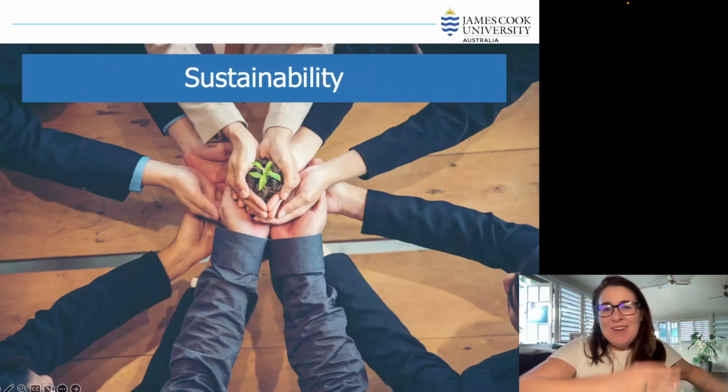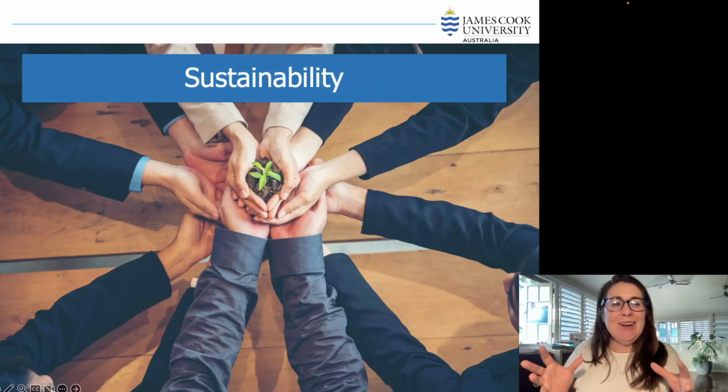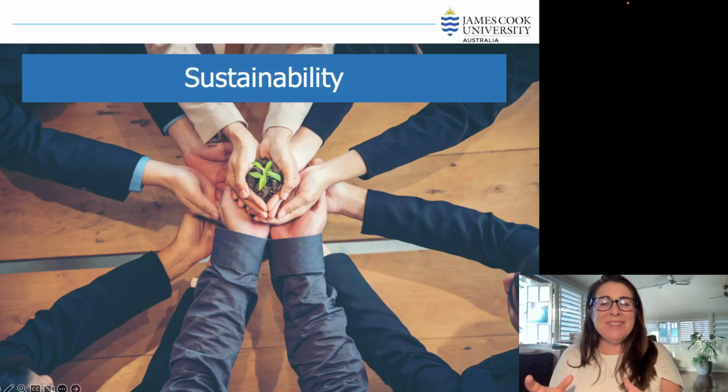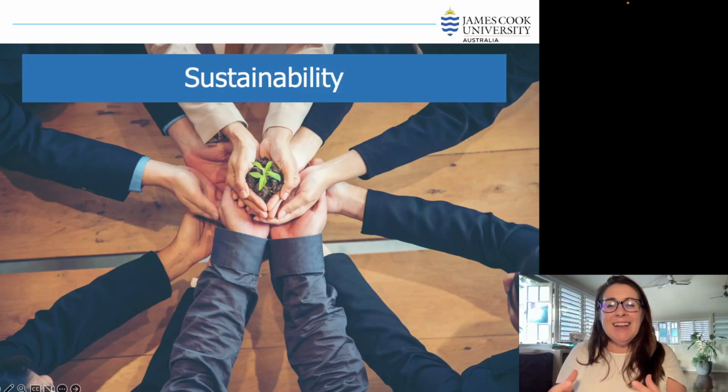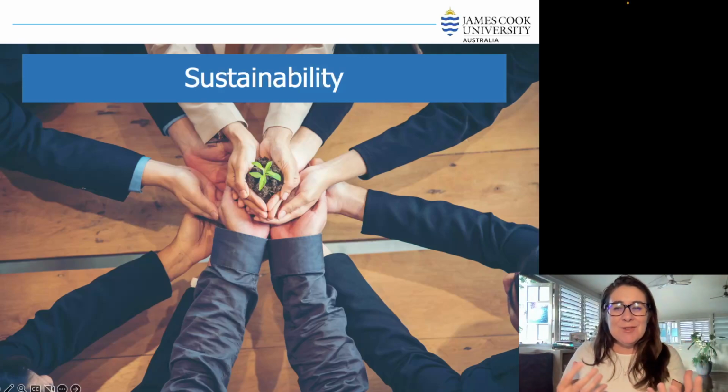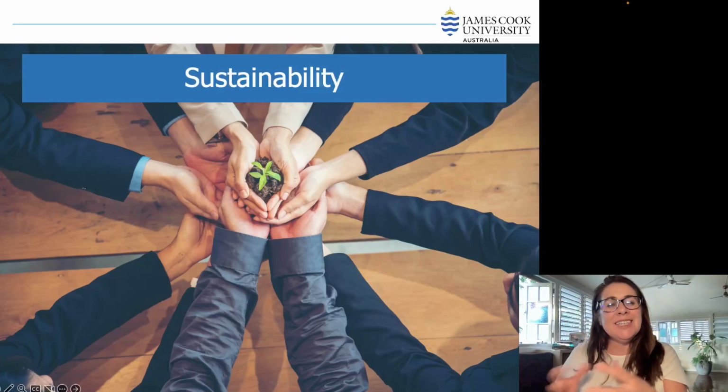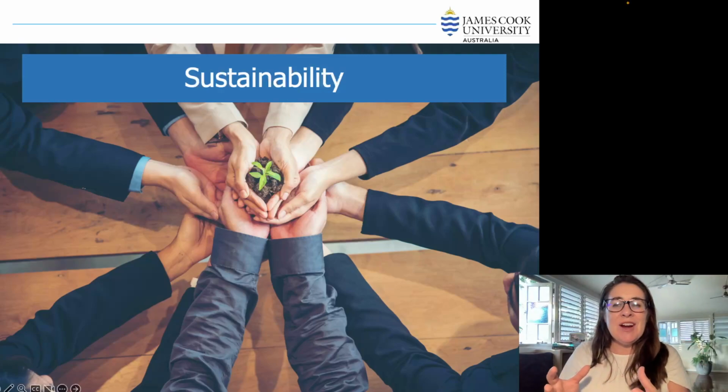So let's move away now from looking at our social responsibility pyramid and look at one of the other ways where marketers demonstrate social responsibility, and that's through sustainability, and that's through programs that we have that are designed to protect and preserve the natural environment.